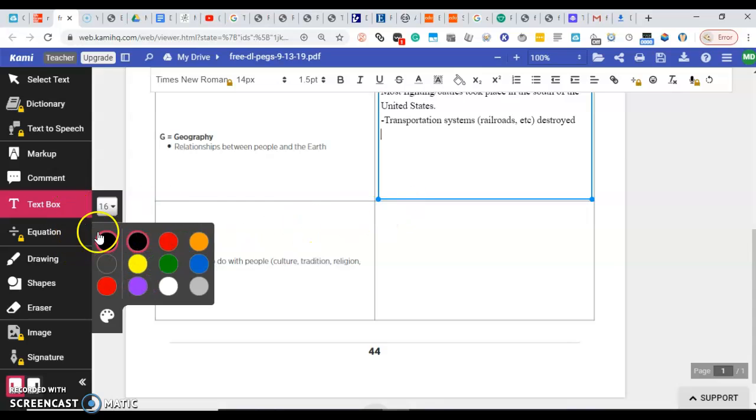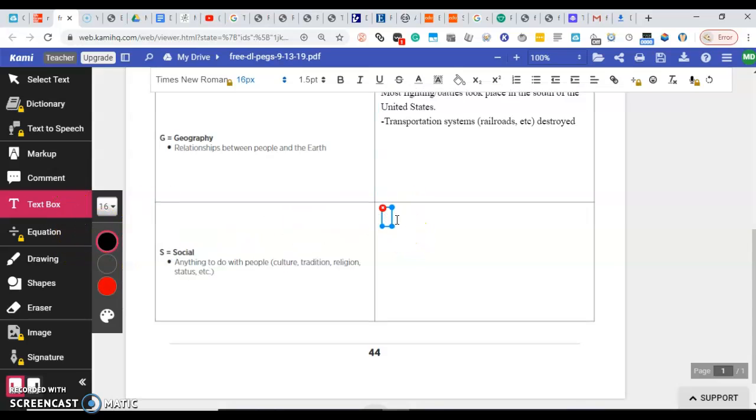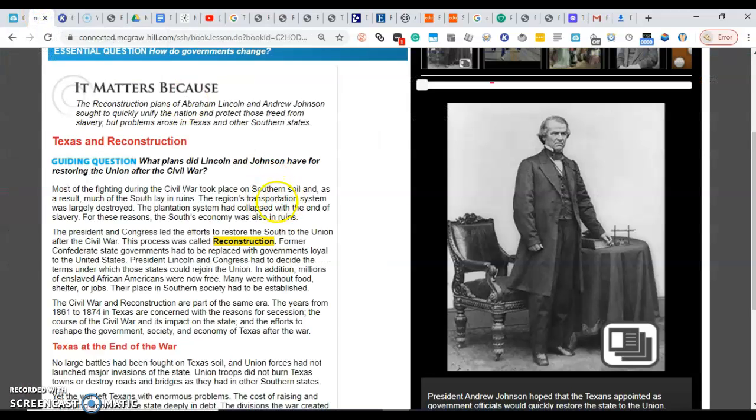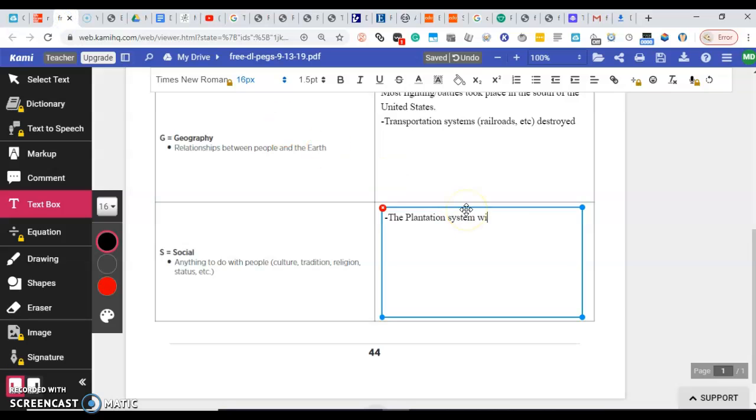So at that time, this would have been a new social order because plantation systems were part of Southern culture. So I'm going to put the plantation system. Okay, let's go back there. Let's look at that again. The plantation system had collapsed or was destroyed with the end of slavery.